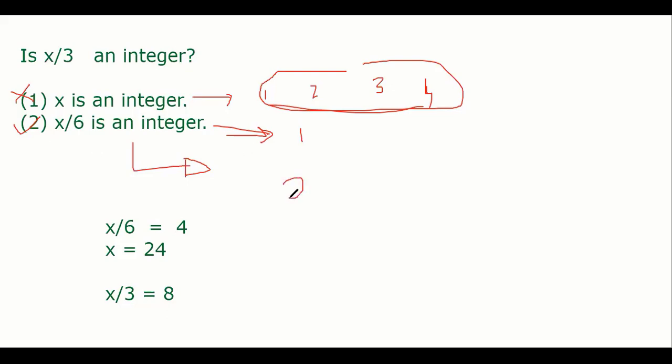And guys, one more way of thinking: x by 6 is an integer. By the divisibility rule, if this is an integer, 2 times this will also be an integer. So 2 into x by 6 is nothing but x by 3, so obviously it will be an integer. But that is a difficult way to explain. That's why I explain with the example. So the answer is 2 alone.